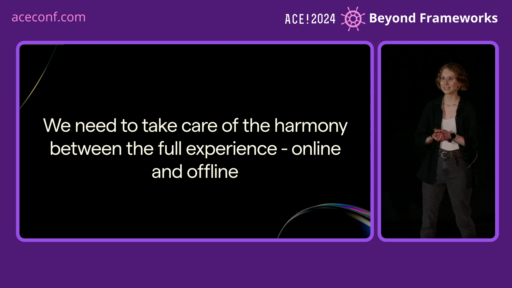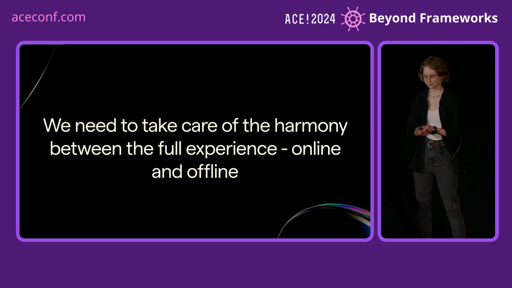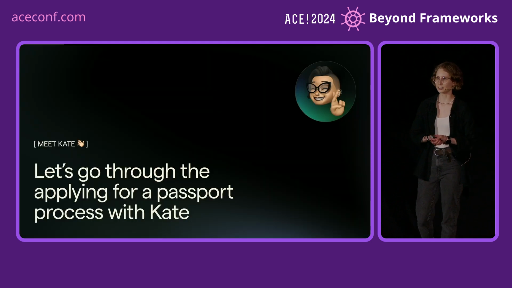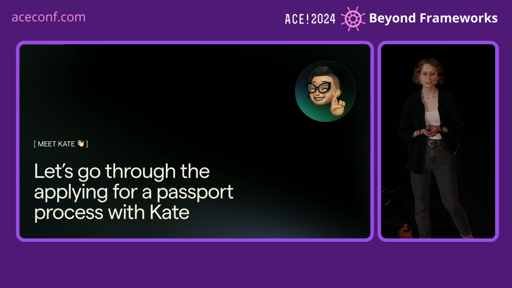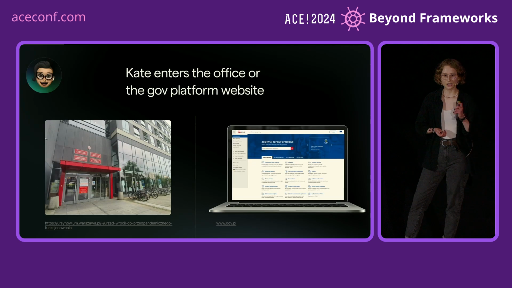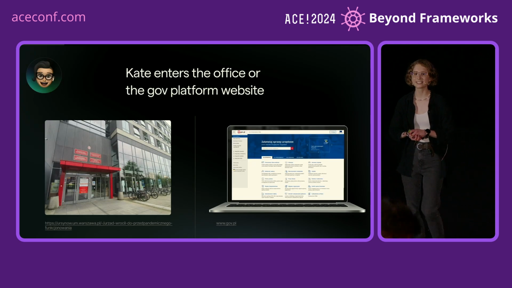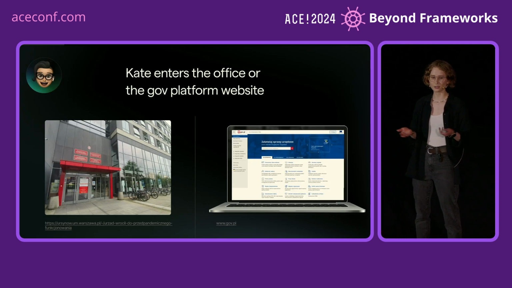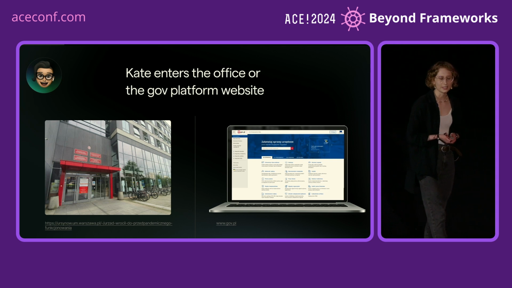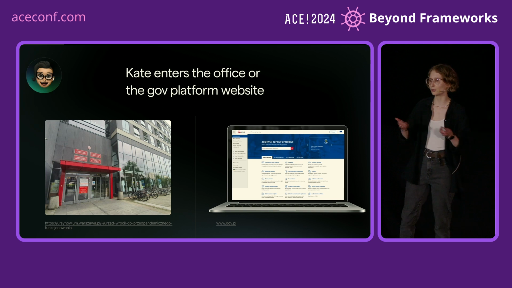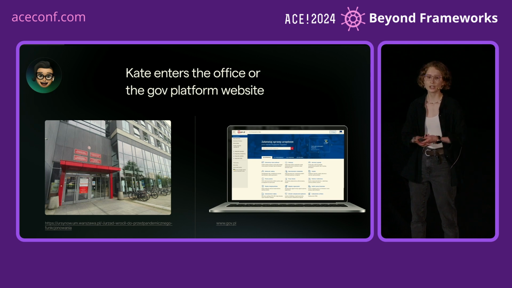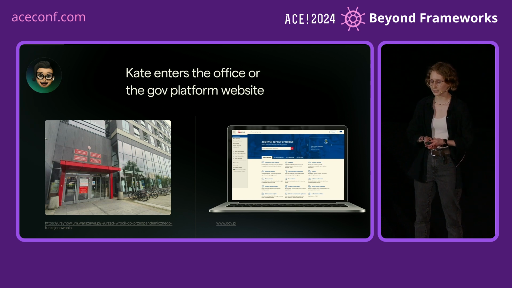So now let's dig into the designing process. To give you tips on how to design a digital platform, let's go through applying for a passport with Kate, our persona for today. First, of course, Kate needs to enter the office or the Gov platform website. In a lot of countries, more and more services are available online. But for example, in Poland, applying for a passport is not. So Kate needs to go to the office.